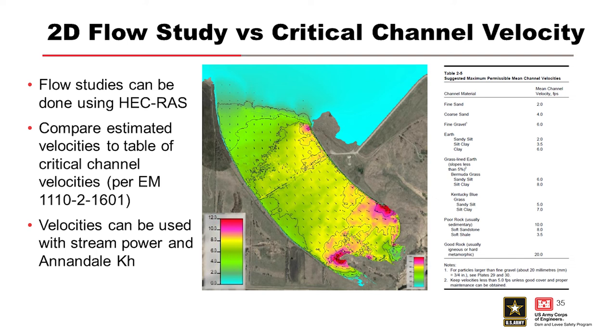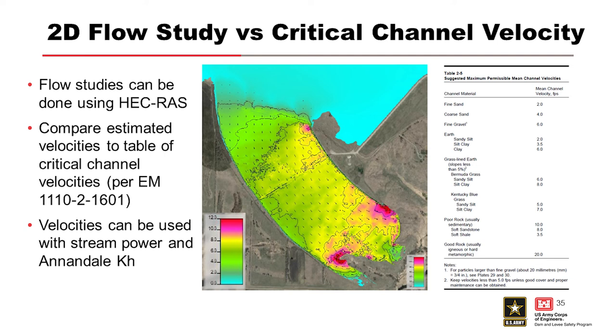So we can compare our estimated velocities to critical channel velocities, and there's a table in EM 1110-2-1601 that provides some estimated critical velocities for different materials. That EM is Hydraulic Design of Flood Control Channels. These estimated 2D velocities can also be used to calculate an applied stream power to be used in comparison to Annandale's erodibility index, the headcut erodibility index, Kh. So we take these estimated flow velocities, use them to calculate a stream power, and then compare it against the Kh of our materials.